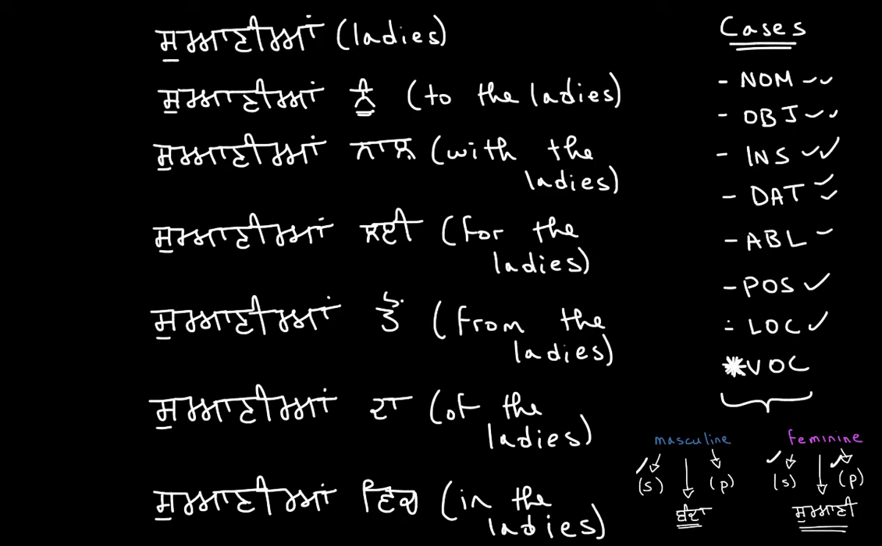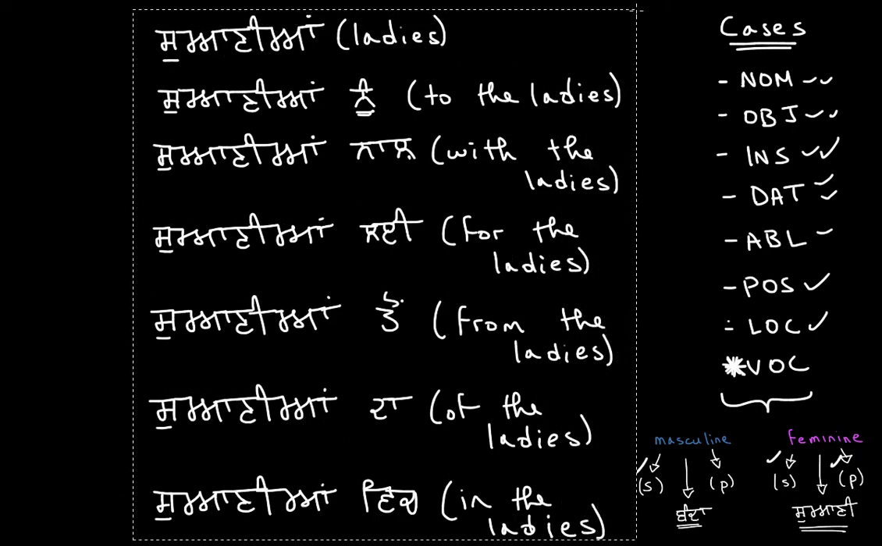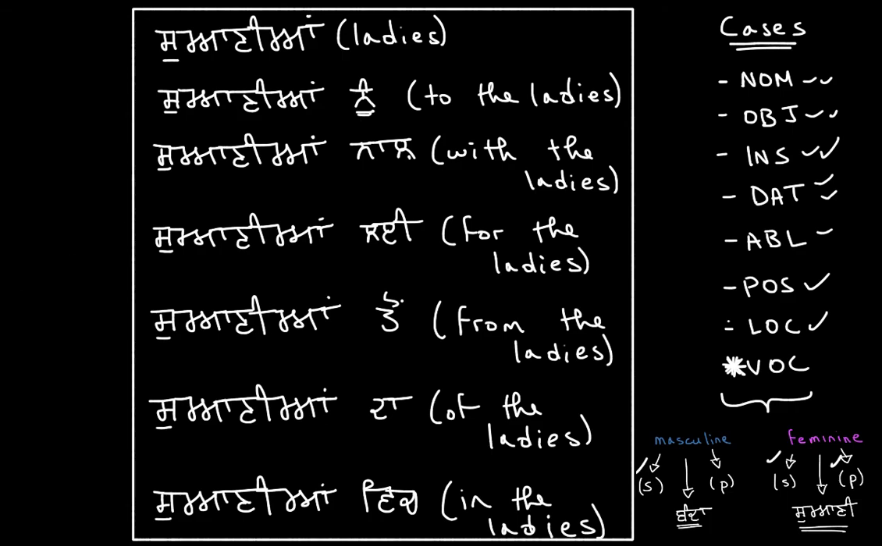So all of this material, let me put this in a box for you. We took a word that was a plural, feminine word, and we transformed it so that it fits the different seven cases that I have listed here: nominative, objective, instrumental, dative, ablative, possessive, and locative. We have talked about vocative, however, not in that much detail.